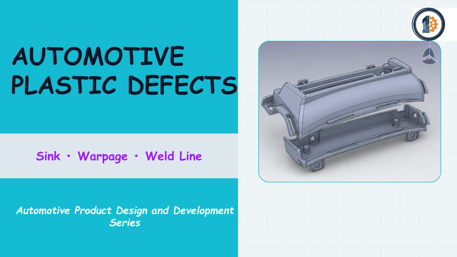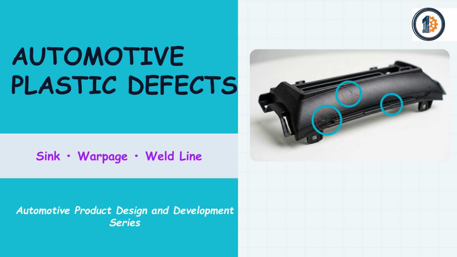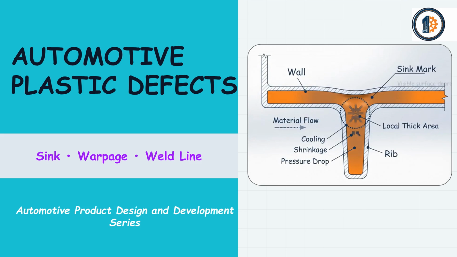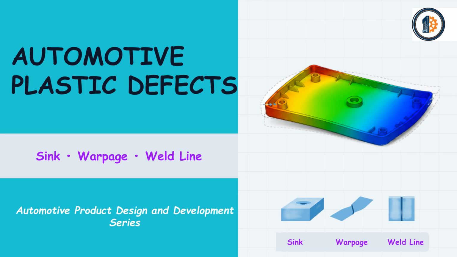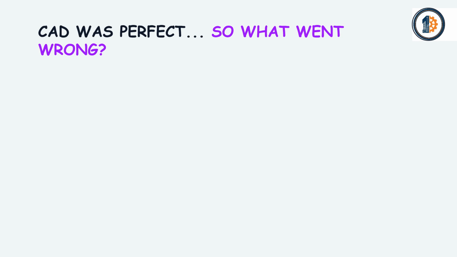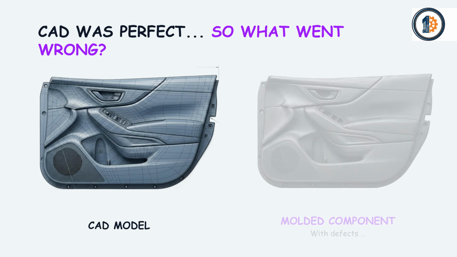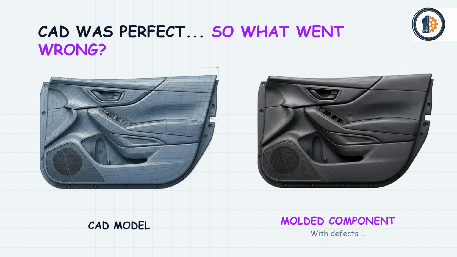What if your CAD model is perfect, but the molded part still comes out with dents, bends, or visible lines? In this video, we'll understand 3 very common plastic defects: sink marks, warpage, and weld lines, and most importantly, why they happen. This is where plastic design becomes interesting. The CAD may look completely correct, but after molding, the actual component can behave very differently.